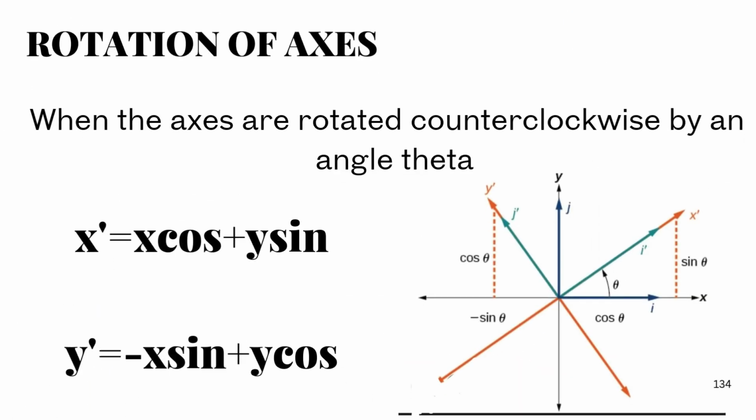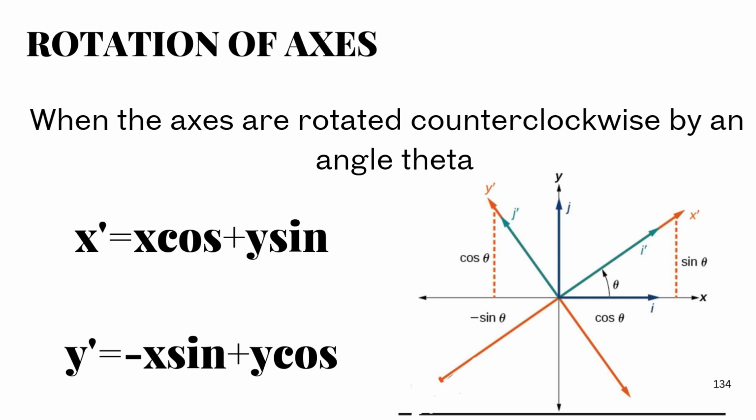The rotation of axes refers to transforming a set of Cartesian coordinate axes x and y into a new set of axes x prime and y prime by rotating them through an angle theta about the origin. This is often used in mathematics and physics to simplify equations or to analyze problems in a new reference frame.